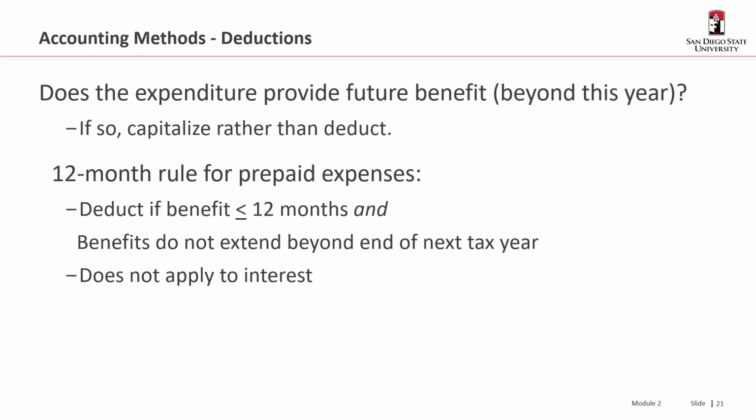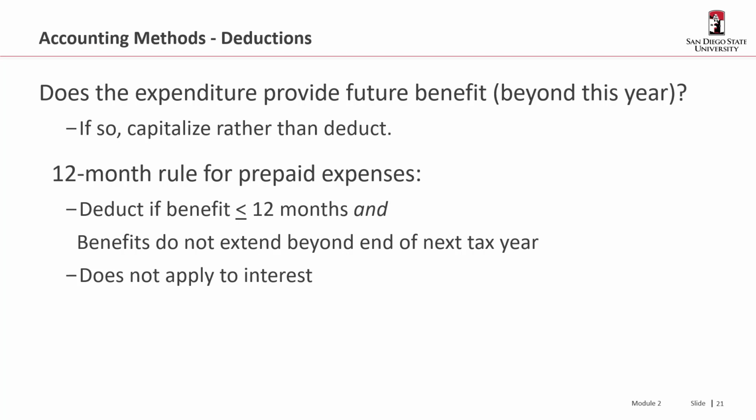But tax has a simplifying exception. That simplifying exception is called the 12-month rule. And the 12-month rule says if the contract benefit period is less than or equal to 12 months and that benefit period does not extend beyond the end of the following tax year, then you can go ahead and deduct the entire amount in the year you pay it. And the 12-month rule does not apply to interest.